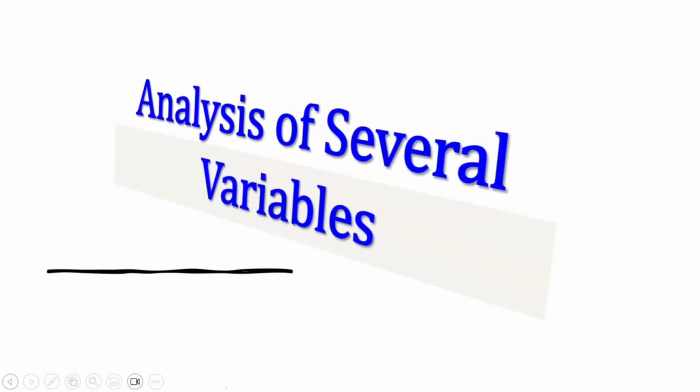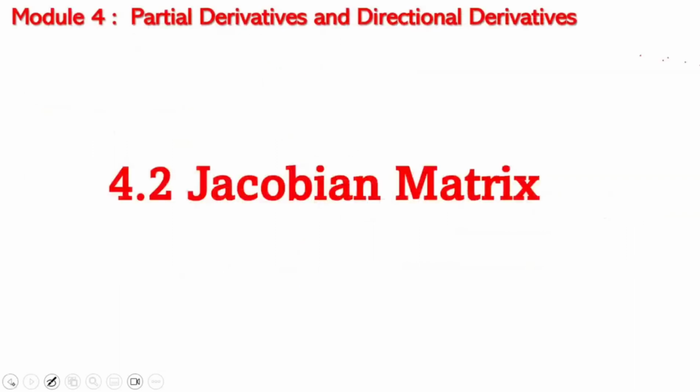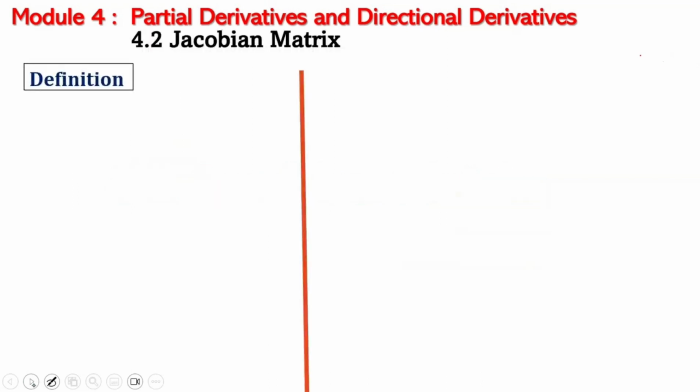Welcome again to the course Analysis of Several Variables, and we continue with module 4, which is partial derivatives and directional derivatives. And today we are going to discuss section 4.2, which is the Jacobian matrix. So first we will define the Jacobian matrix.